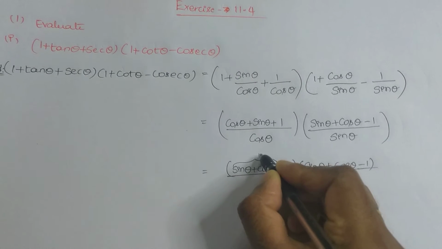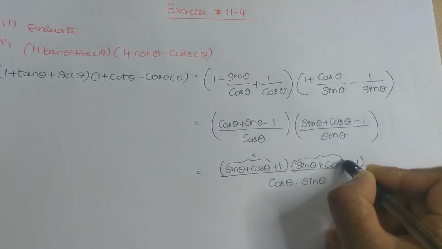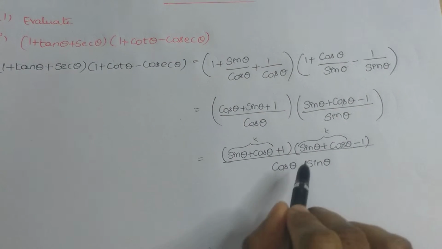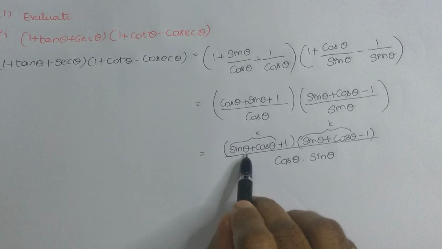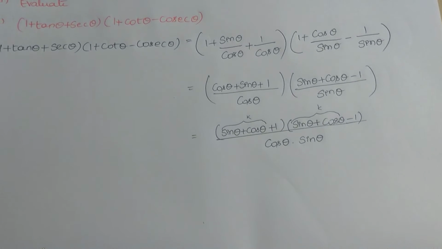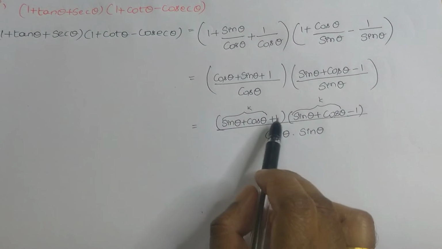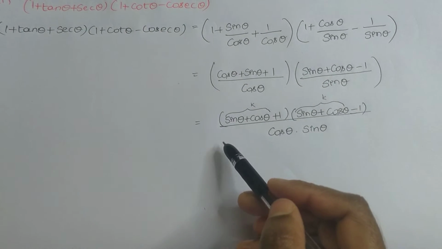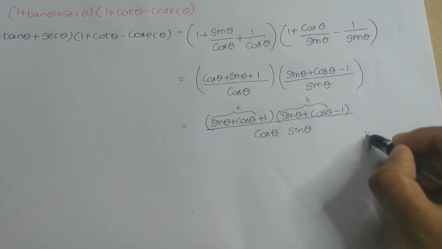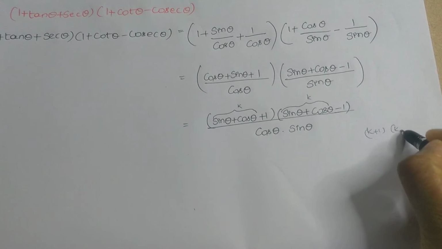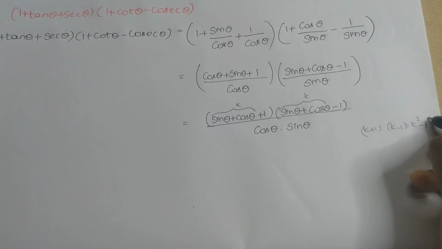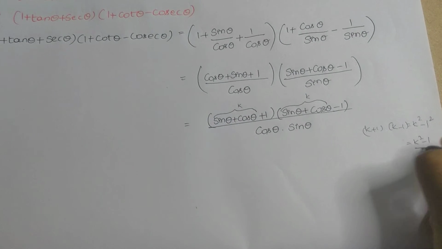When you assume this as k, this also becomes a k. Correct? See, sin theta plus cos theta, I am assuming it as k. Here also it becomes k. When you see here, k plus 1 into k minus 1, what is the formula? It's in the form of a plus b into a minus b, which can be written as a square minus b square. Correct? When you write it here, k plus 1 into k minus 1 is nothing but k square minus 1 square, which is k square minus 1.